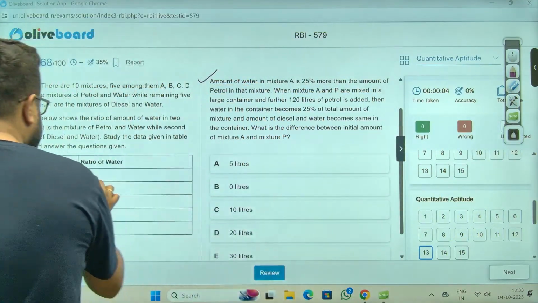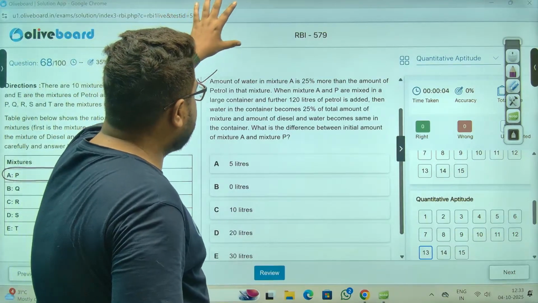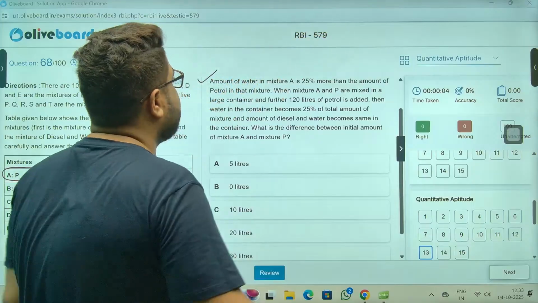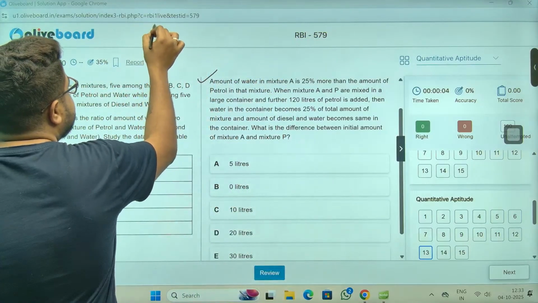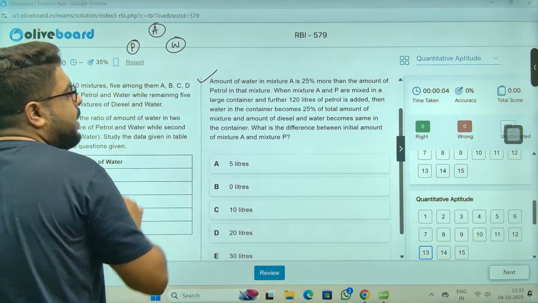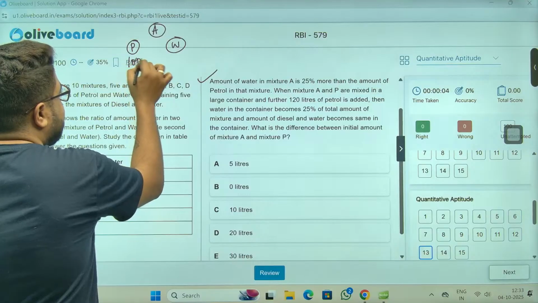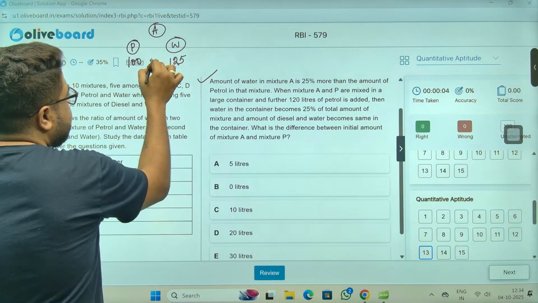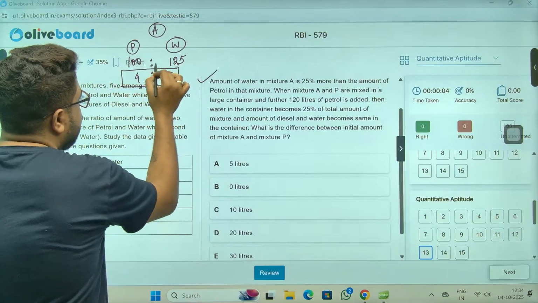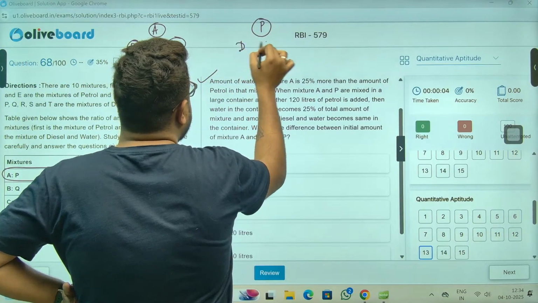Sir, A and P means this 5:3. Only this part we need, nothing else. Amount of water in the mixture A is 25% more than the petrol. Sir, mixture A has petrol, it has water. Amount of water is 25% more, meaning if it is 100 petrol, this is 125. So you will say, sir, this is 4:5. And so there is another mixture P. So that has diesel ratio water, sir.